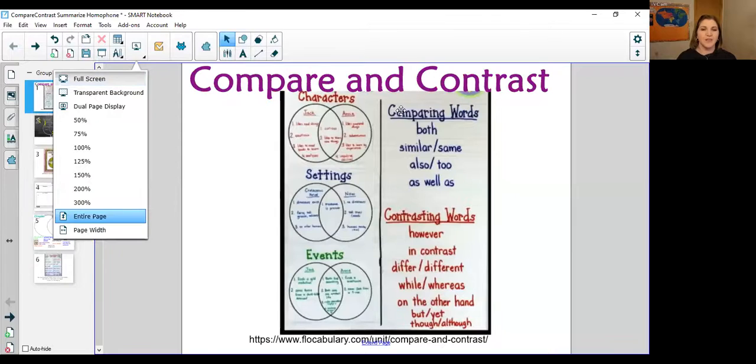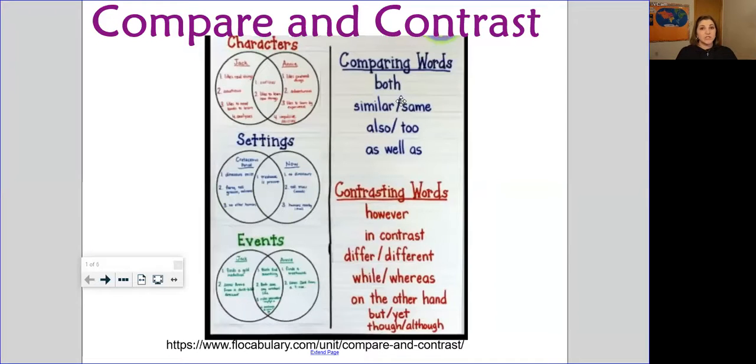And when we compare and contrast things around us, we can use keywords. And we can also use those words when we read and write when we're comparing and contrasting. So let's take a look at some of our key words when we talk about that. We can compare characters in a story. We can compare settings in the story where things happened. We can also compare and contrast events or things that happened during that story.